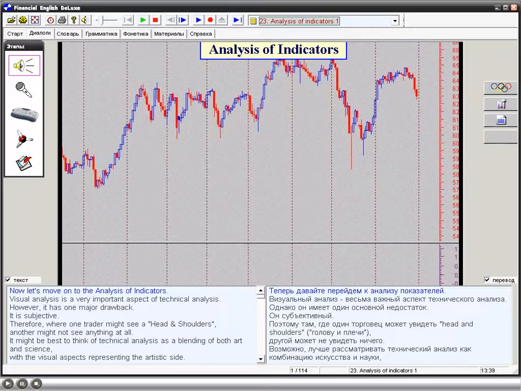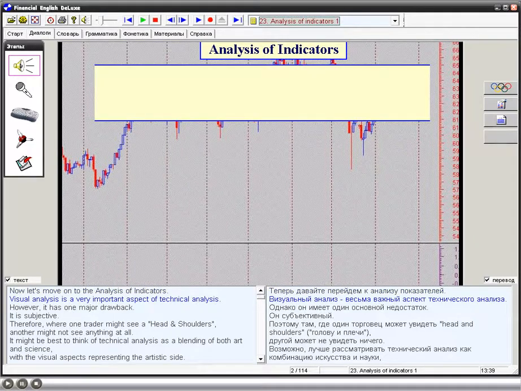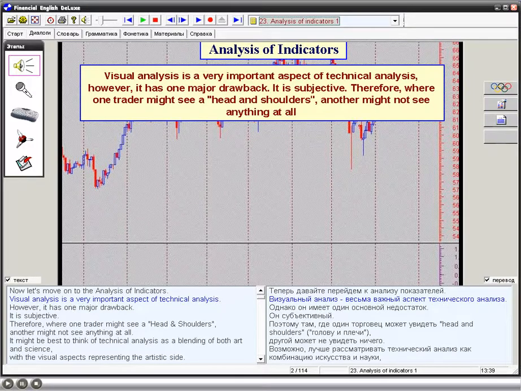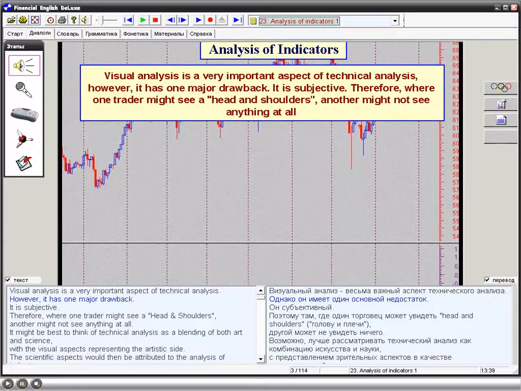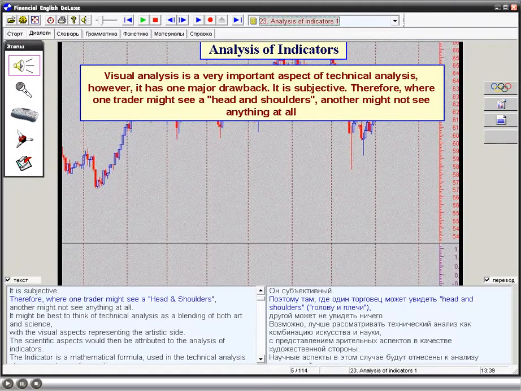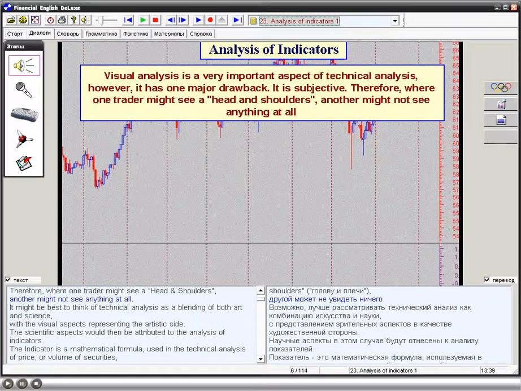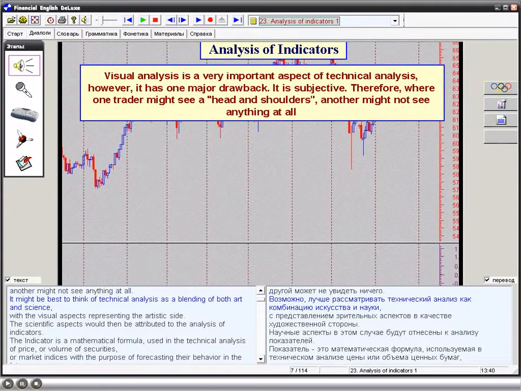Now let's move on to the analysis of indicators. Visual analysis is a very important aspect of technical analysis. However, it has one major drawback. It's subjective. Therefore, where one trader might see head and shoulders, another might not see anything at all.